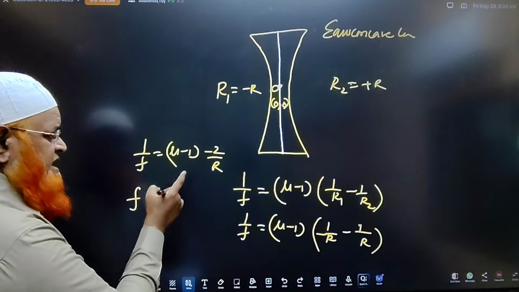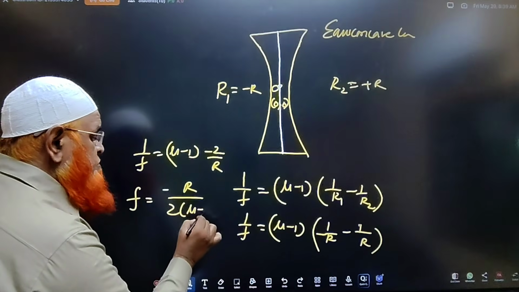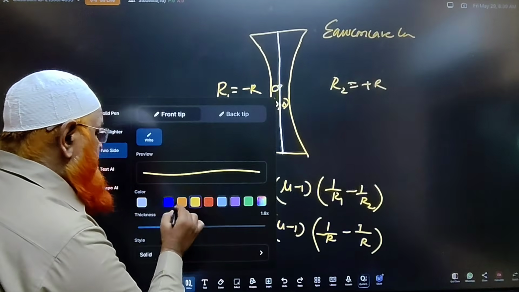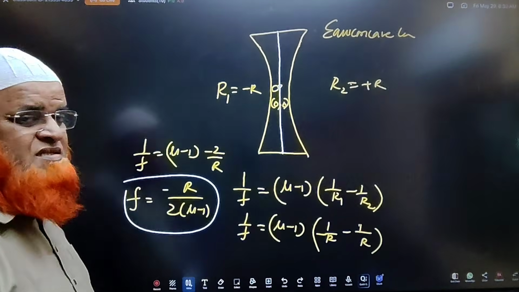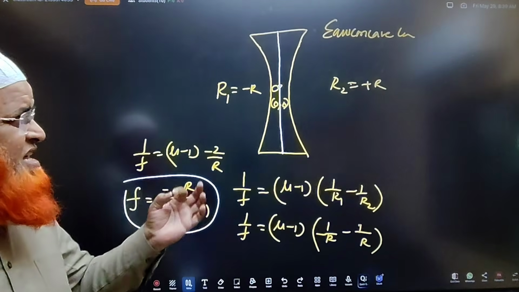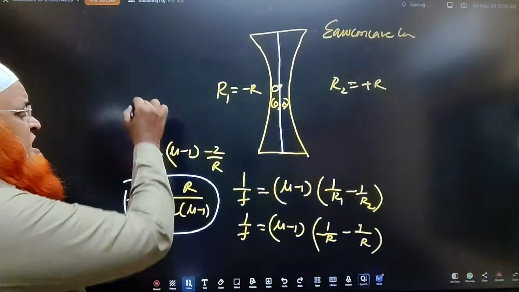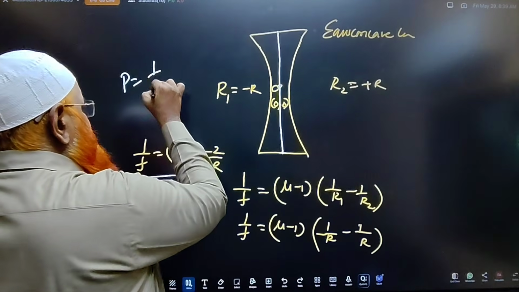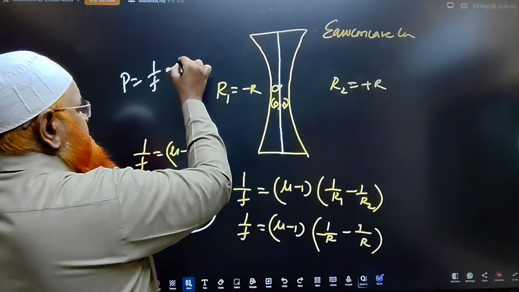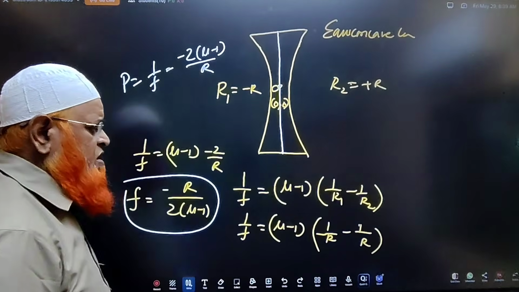Therefore, focal length is taken as minus R by 2 into mu minus 1, which is the focal length of a concave lens, called an equiconcave lens. This is the formula here. Always for a concave lens, focal length is taken as negative. Even power is also negative. Power is the reciprocal of focal length, which is minus 2 into mu minus 1 by r, going to be the power of the lens.